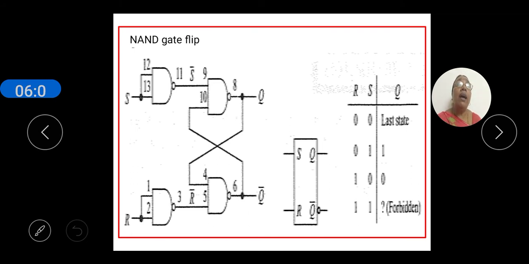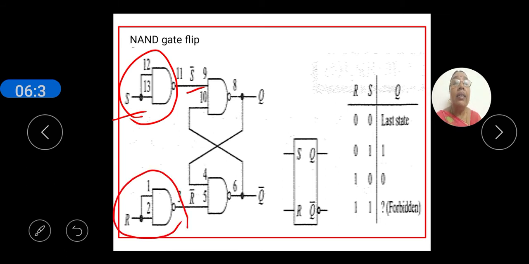Now, when you want to have the inputs as R and S instead of R bar and S bar, then this S bar is taken from the output of a NAND gate which functions as a NOT gate. So, when the input is S, the input to the NAND gate is S bar. Similarly, R bar is connected to the output of another NAND gate which functions as a NOT gate. So, when this input is R, the input to the second NAND gate is R bar.